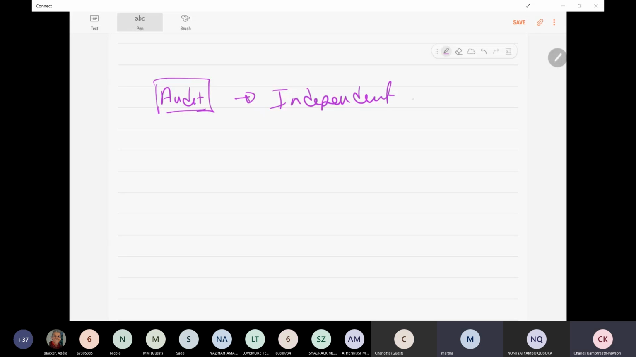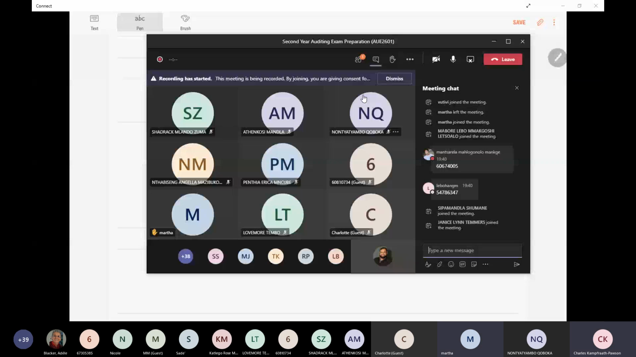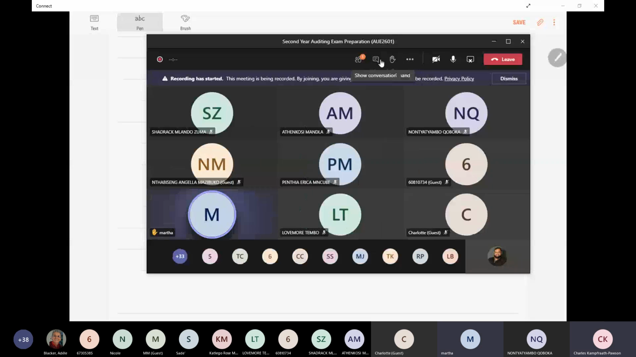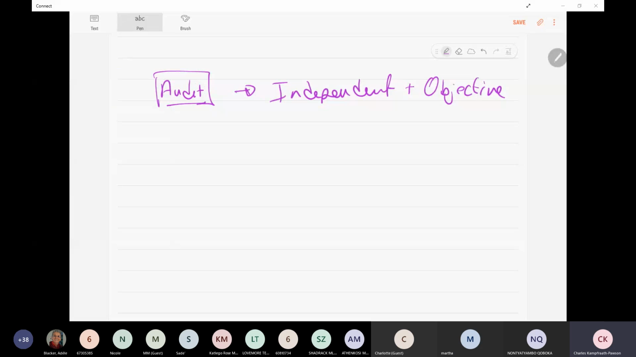Sorry, sir, can I ask something? Where do I put my student number? In the chat section, you will see right at the top of the Teams app, there's a button. I'm going to put it up on the screen. So if you click on that button, it will open the chat section and you can just leave your student number there. Okay. Thank you very much.